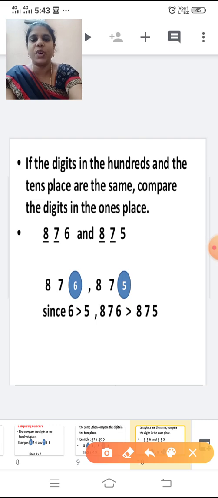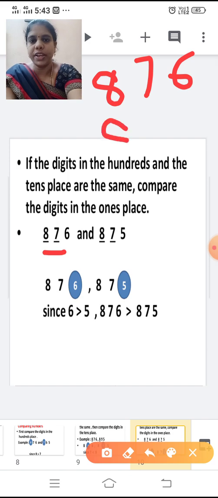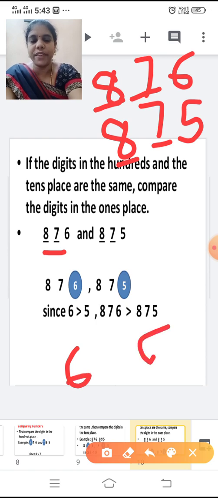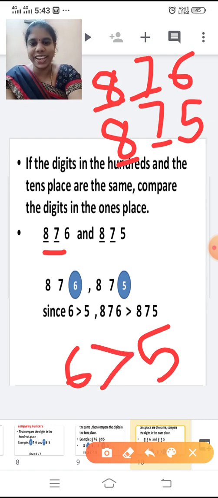Now we are going to compare the example 876, 875. See the digits at the hundreds place, 8. Same. Now compare the digits at the tens place, 7. That is also the same. Now what do we have to do? Now compare the digits at the ones place. What digits do we have? 6 and 5. Now tell me whether 6 is greater than 5 or less than 5. 6 is greater than 5. Very good. So since 6 is greater than 5, 876 is greater than 875.